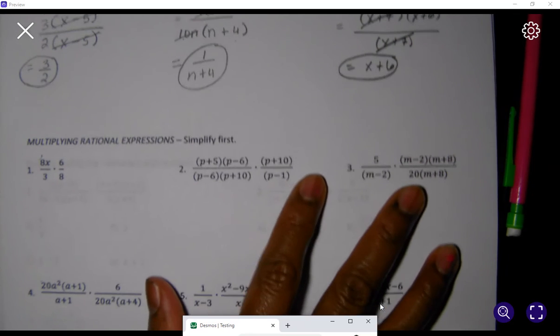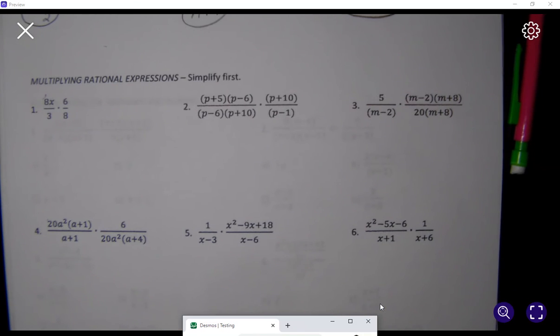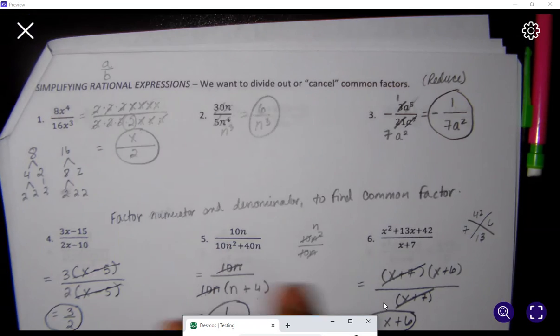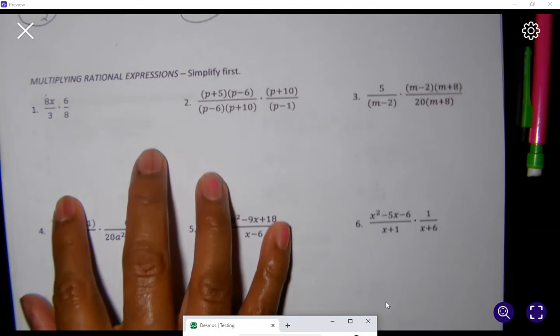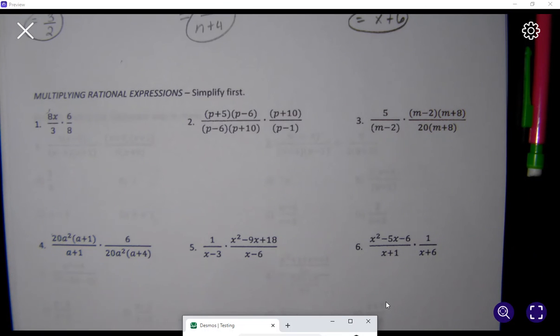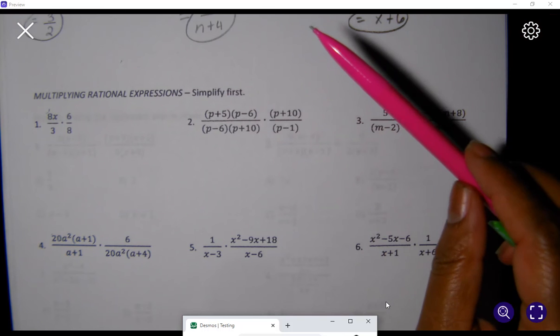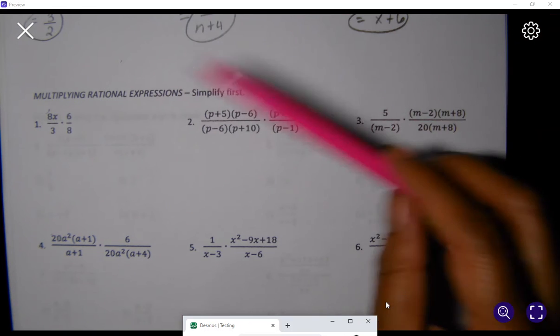All right, so now let's go ahead and do the rest of these problems. On this first one we were simplifying, so we needed to reduce. The second one is multiplying expressions. So it helps to simplify first before you multiply, and then you can multiply.